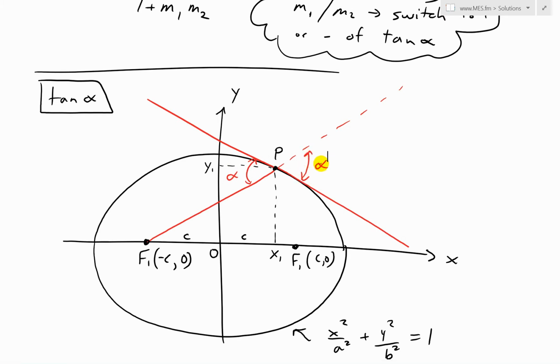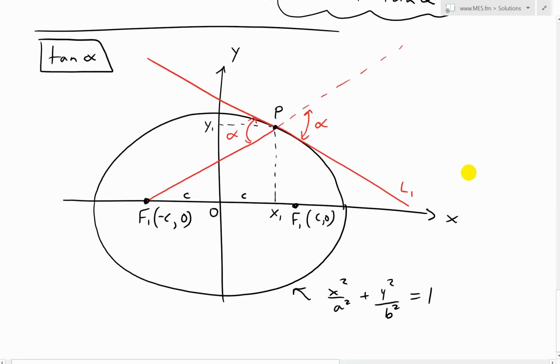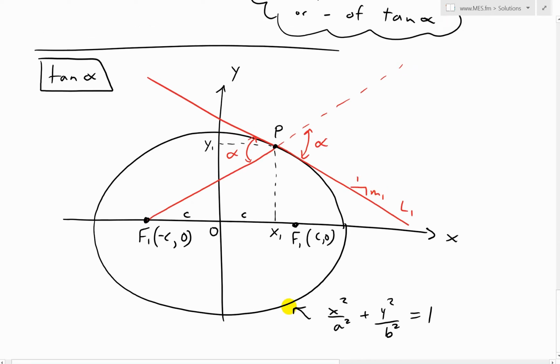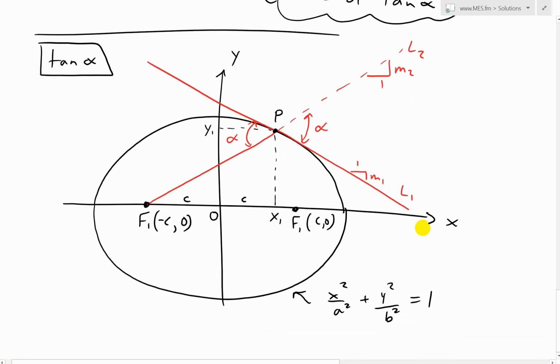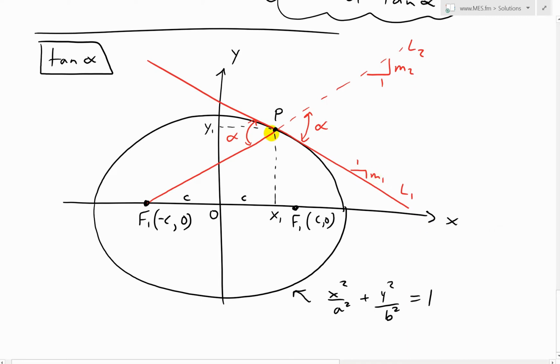Now I'm going to call this L1, just because my calculus books use it that way. So that's L1. Let's say this line has a slope m1,1 like that, just indicating rise over run. And then we'll call this line L2, and this is going to be our m2,1 like that. Now we can solve these slopes. This slope is at this point at P. This is just a tangent line, so we could use the derivative of y, and for this one we could use the rise over run of this triangle.